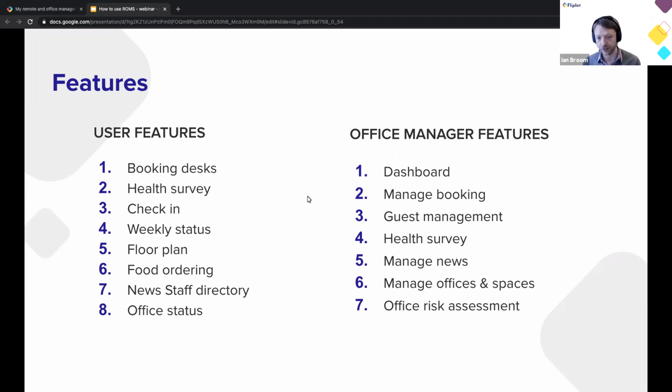Staff members can book desks, they can complete health surveys, they can check in to a booking through a QR code. They can update their weekly status so that other staff, other users know where that person's likely to be. It includes a floor plan. Users can order food remotely without having to go to the canteen. It includes a staff directory. It includes office status information.